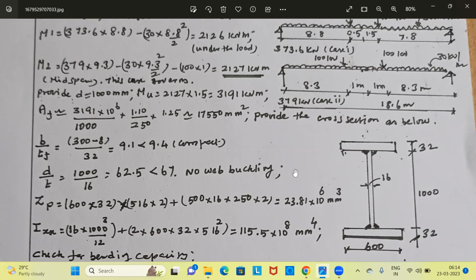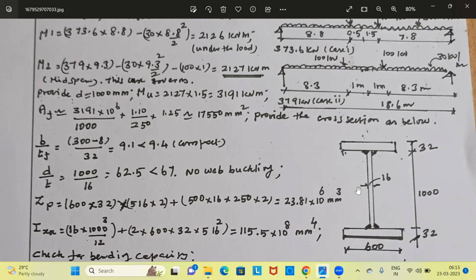What is the arm distance for the flange plate? It is acting at a distance of 16 mm from top. So 1000 mm is the depth of the section, half the distance is 500 mm. 500 plus 32 by 2, 16 mm. This flange area is concentrated at a distance of 516 mm from the mid depth. So the area is 600 into 32, Y1 is 516. There are two flanges, therefore this factor 2. This is for the flange areas.